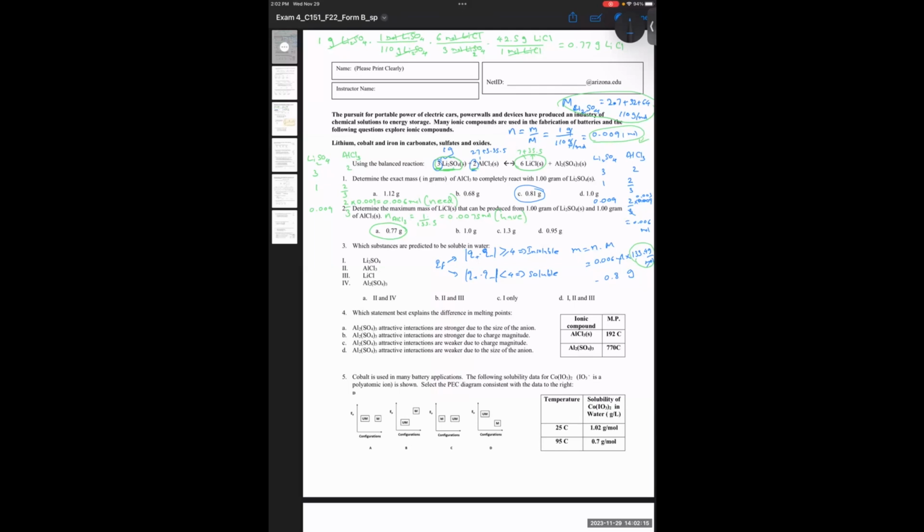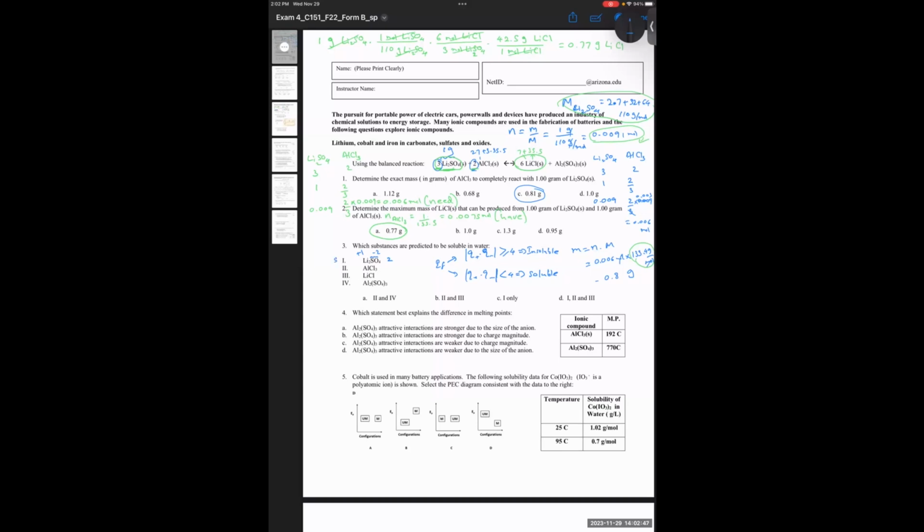So let's consider lithium sulfate. Okay, sulfate is -2. It's always -2. How do I know it? That is one of the polyatomic ions that we need to remember, or that we should have written in our one-page note. Okay, -2. Lithium is always +1 because it's in group 1. So the charge product for this is -2. The absolute value is 2. So it should be soluble. Okay, so this is soluble.